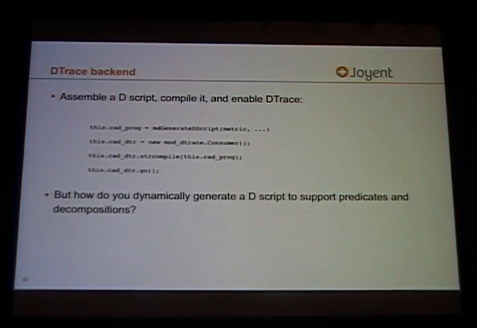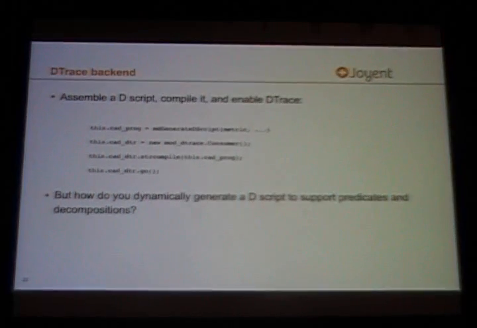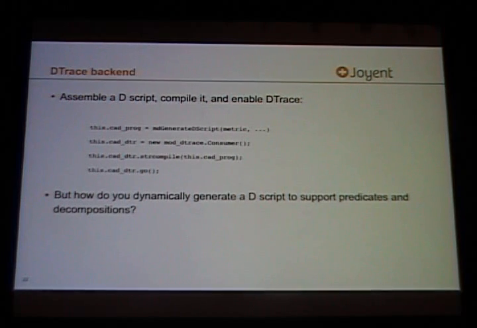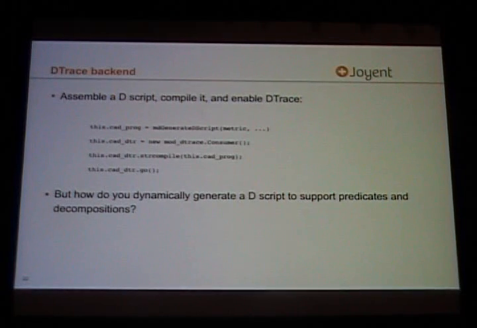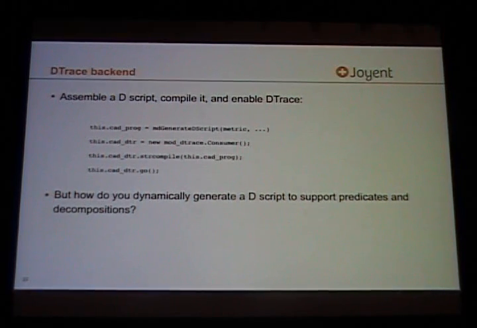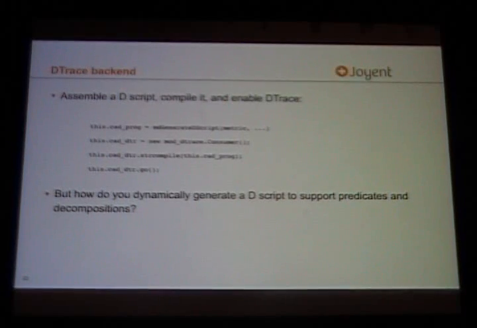Again, let's take a look at that in a little bit more detail. When the DTrace backend is asked to instrument a particular metric, the first thing it has to do is generate a dscript that will actually go get that information from DTrace. That part is a little bit more complicated, and I'll get into that in a sec. Once we have that, it's actually pretty straightforward.